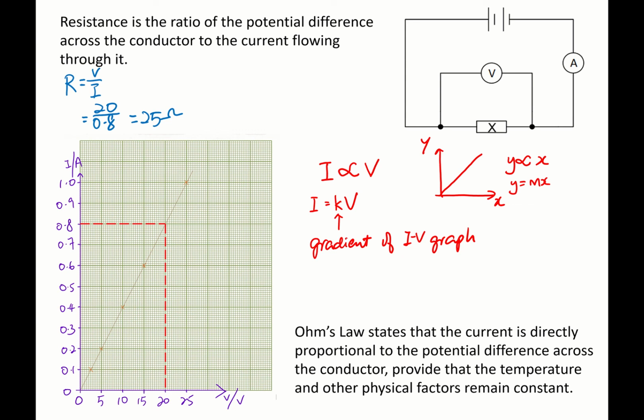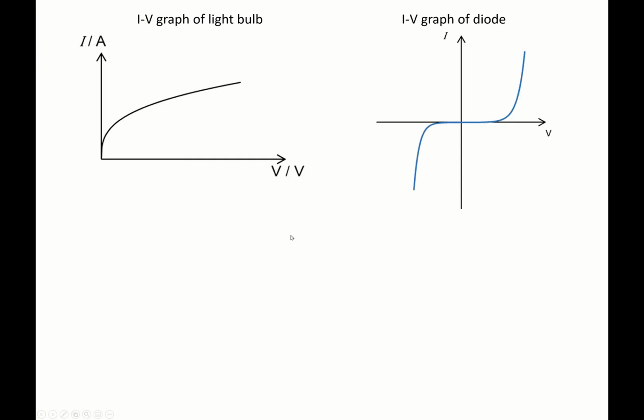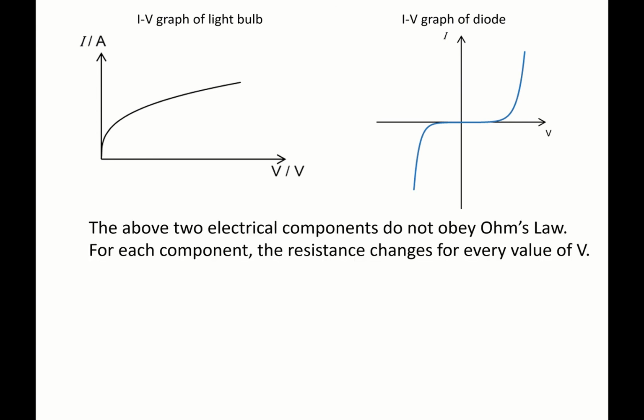So what's the point of having Ohm's law? In the next slide, I'll show you two components which do not obey Ohm's law. Now on the left here, you have the IV graph of a light bulb, which does not obey Ohm's law at all, and on the right is the IV graph of a diode, which also does not obey Ohm's law. And because they don't obey Ohm's law, for each of these components, their resistance actually changes for every value of V.